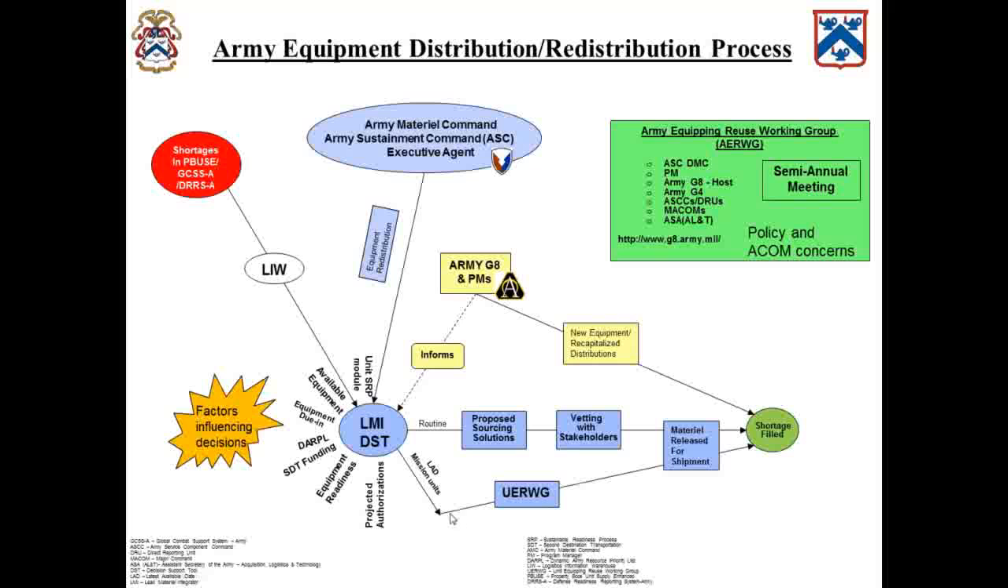The other 2 key things to keep in mind here are the UERWG and the AERWG. The Unit Equipment Reuse Working Group, which can be delegated down to the division level, allows the commanders on an installation to say, we've got all this excess on our base. We want to be able to redistribute it. So let's hold a UERWG and redistribute it. They can be done down at the division level to provide oversight of a redistribution of equipment on that installation. So not going from installation to installation, but on that installation.